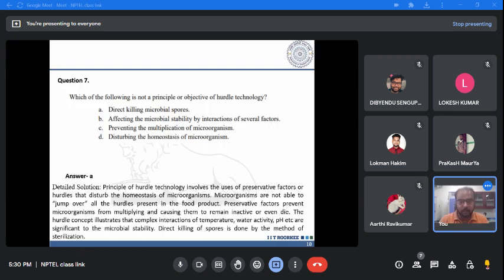So answer A will be the correct answer. Direct killing of microbial spores is not a principle or objective of hurdle technology, and the other options are the objective or principle of hurdle technology. The principle of hurdle technology involves the use of preservative factors, hurdles, that disturb the homeostasis of microorganisms. The microorganisms are not able to jump over all the hurdles present in the food product. Preservative factors prevent microorganisms from multiplying, causing them to remain inactive and die. The hurdle concept illustrates that the complex interaction of temperature, water activity, pH, etc. is significant to microbial stability. Direct killing of spores is done by the method of sterilization, with high temperature, more than 130 or 135 degrees centigrade. So option A is the answer for this question.